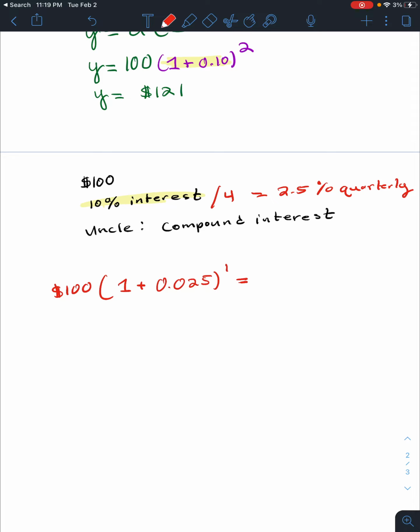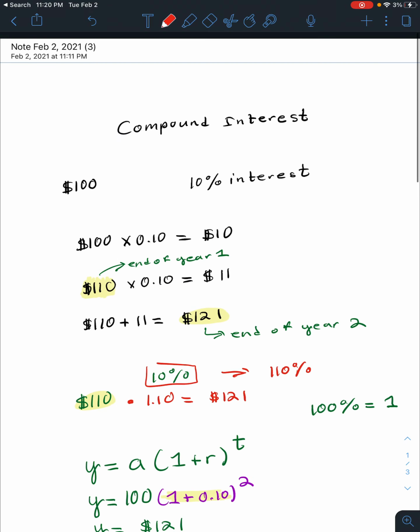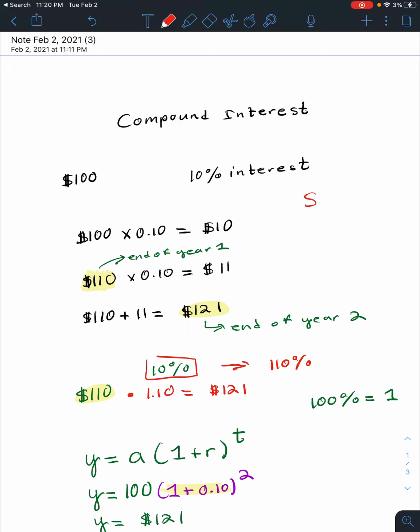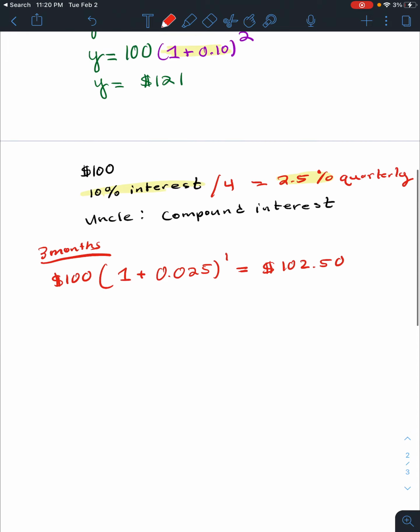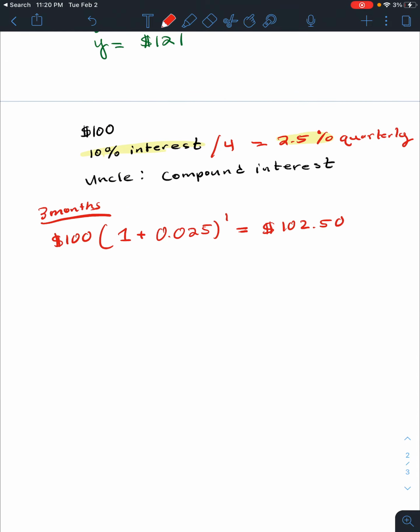So this is 3 months so far. So at the end of 3 months, we're going to take $100 and we're going to multiply it by this rate. And we are going to get $102.50. All right. Once again, we've already established earlier, at the end of the year, if we did it once, we got $110. So just keep that in mind in this first scenario. We got 110. So we did it quarterly. We did it 3 months.